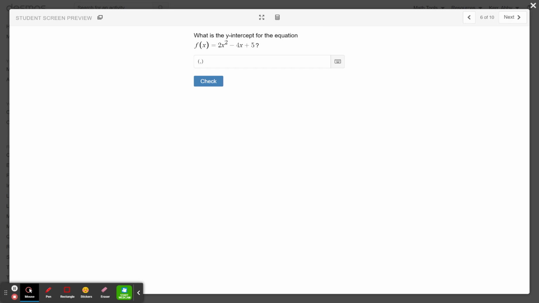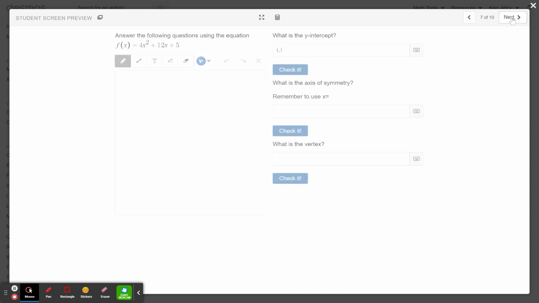All right, what's the y-intercept of this one? 0, 5, because that's our c value. Once again, this is 0, 5.